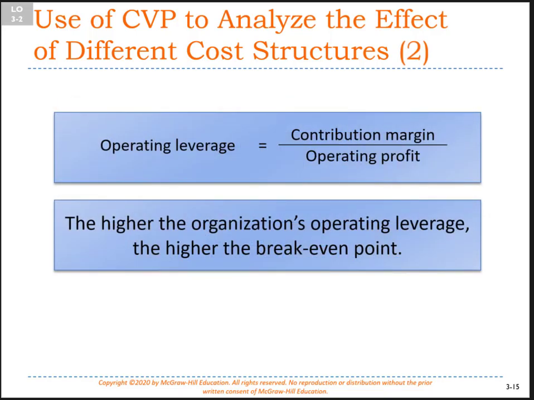Now, the actual calculation of operating leverage is the contribution margin divided by operating profit. Okay? I'm not concerned about that formula. I'm concerned that you understand the difference between high leverage and low leverage, and that you remember this point. The more your operating leverage, the more dependent you are on fixed costs, the higher your break-even point, right? You've got lots of fixed costs. It's going to take a lot of product sold to cover those fixed costs.